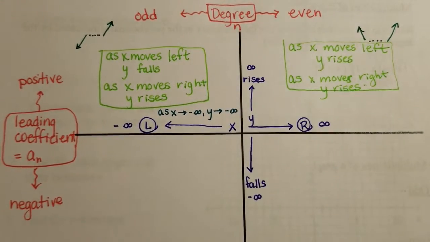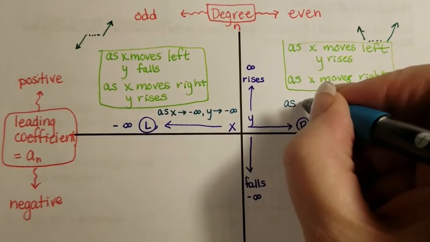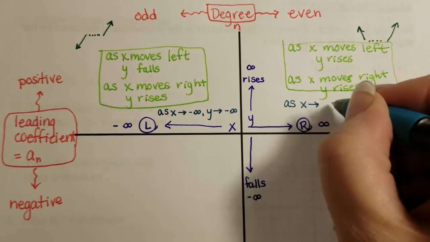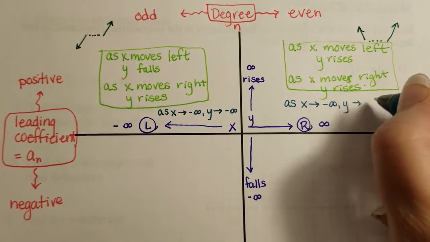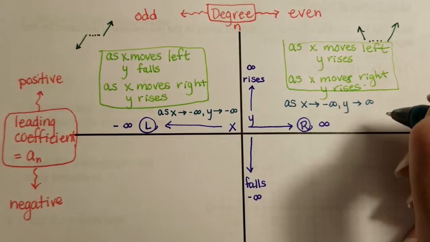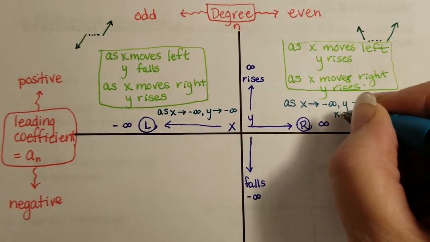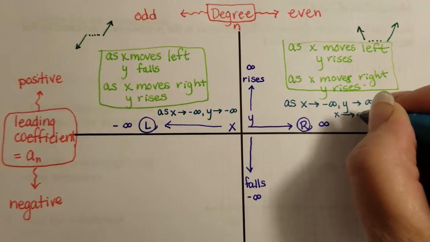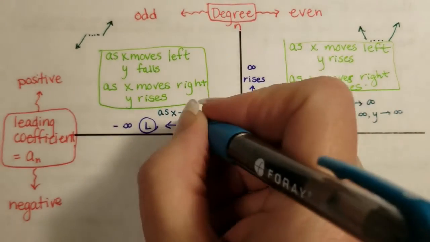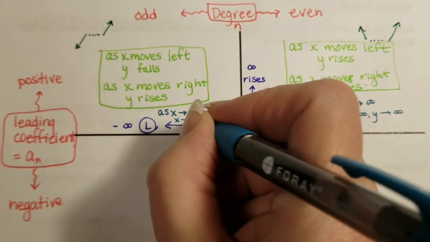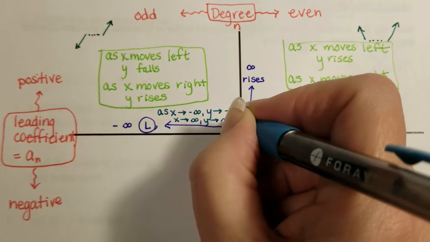In shorthand notation, we could say as x approaches negative infinity, y approaches infinity, and as x approaches positive infinity, y approaches positive infinity.